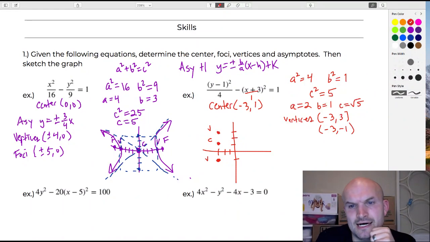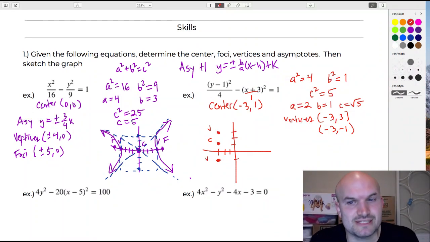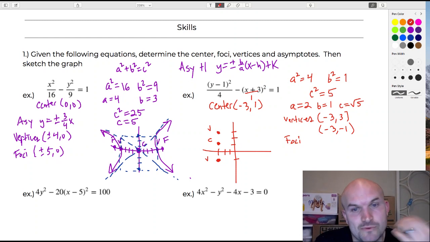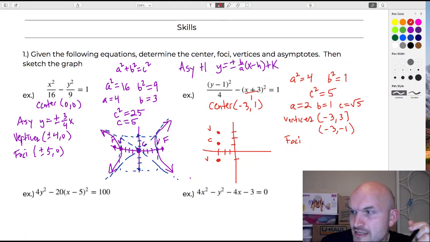And now to go through our foci, which is going to be the square root of 5. Now, obviously, I don't have a calculator, and I don't want my students to be approximating anyways. So what I simply just recommend for my students is just to do plus or minus the square root of 5. Now, we could estimate that, and the square root of 5 is obviously going to be between 2 and 3, because the square root of 4 is 2, and the square root of 9 is 3. So it's going to be somewhere in between 2 and 3.